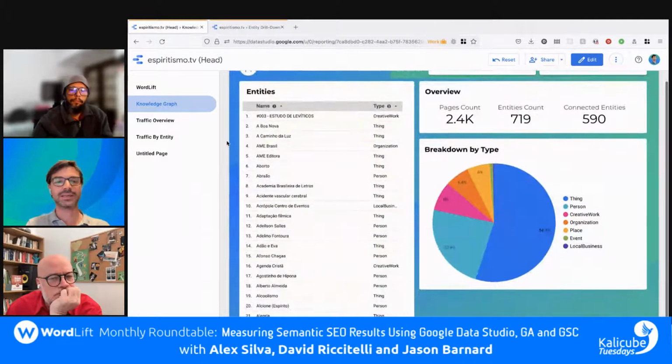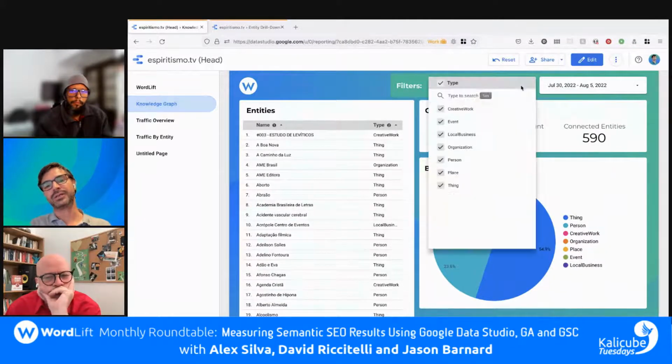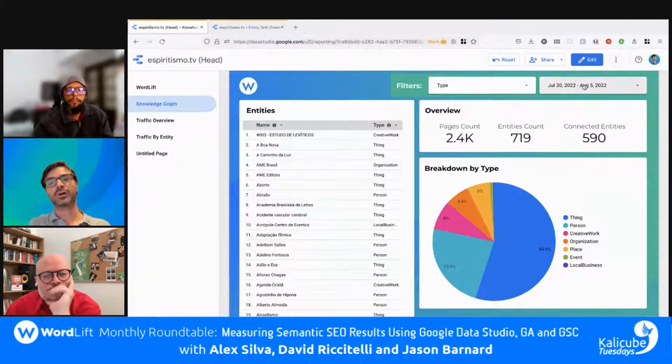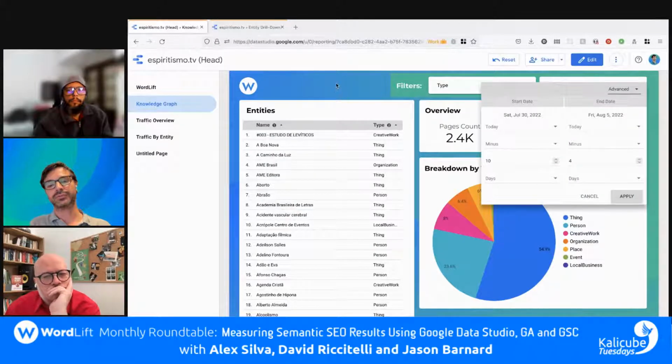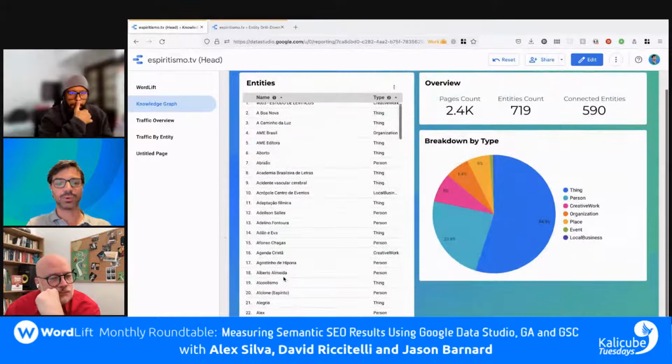So for example, this is the knowledge graph for the website, and we always try to put the same filters here. You can filter the schema.org types that you want to focus your report on, and I will show you a little bit in a GIF how we can filter this stuff. You can also choose the dates for the traffic data coming from GSC, but mostly what we see here is the list of entities that are in the website. So we have about 720 entities, and you can scroll through them.